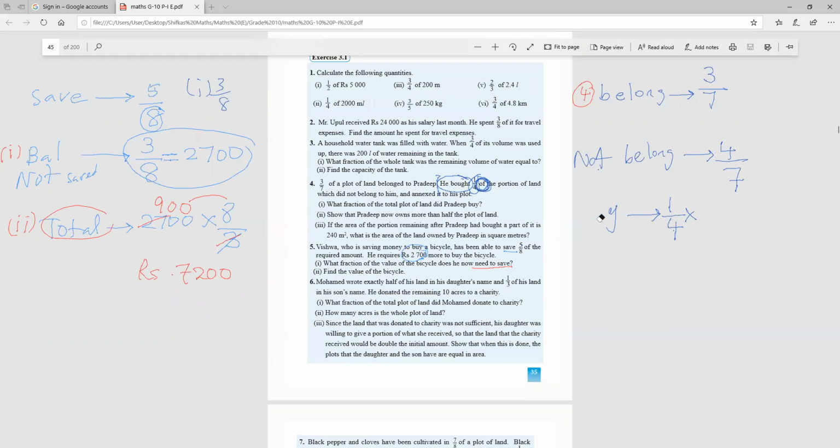I will write "bought" itself, otherwise you will ask why. Okay. He bought 1/4 of, which means multiplication of the portion of land which did not belong to him. Which part is not belonging to him? Is it 3/7 or 4/7? 4/7. Then after of, you have to write 4/7, which is not belonging to him.